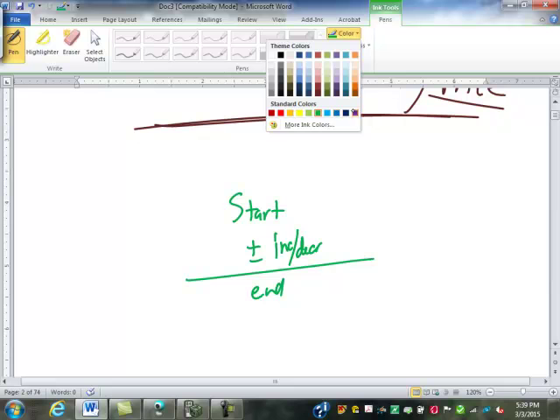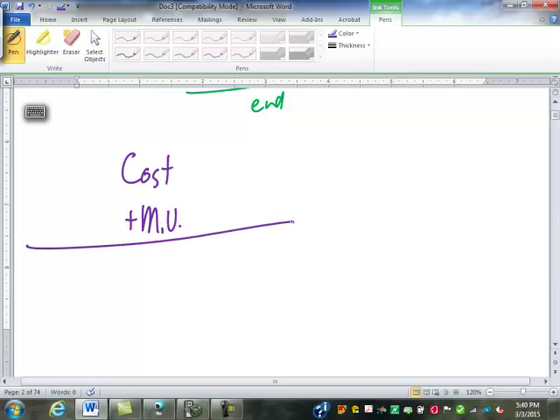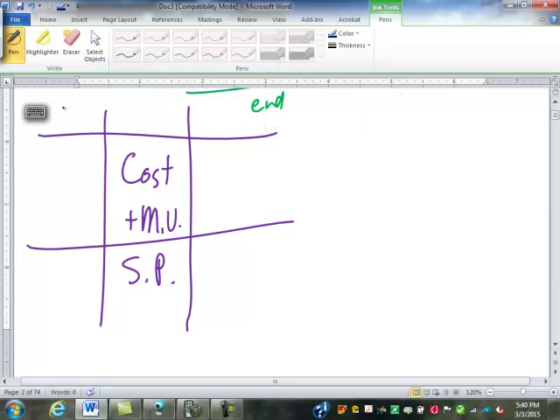Well, for this type of situation, it's even simpler. It starts out always as cost plus markup equals selling price. I'm going to use SP to abbreviate selling price because, well, I'm just that ambitious. Just like before, one side of the table has to be a percent, and the other side has to be the other number, and in this case, it's almost always going to be dollars. The cost was $12. The percent markup was 40%.